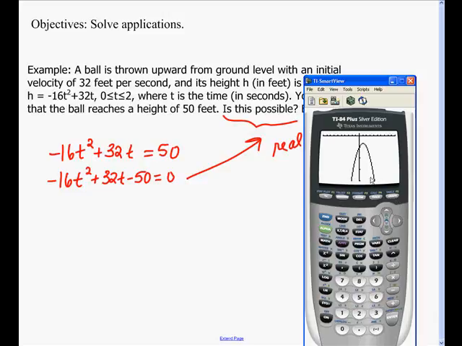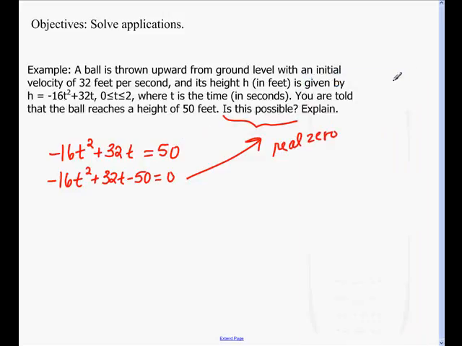Okay, so the graph is all below the x-axis. For it to be possible, that would have had to cross the x-axis at least one time, and it doesn't. So that would mean that those solutions are complex, which would tell us that this situation is not possible.